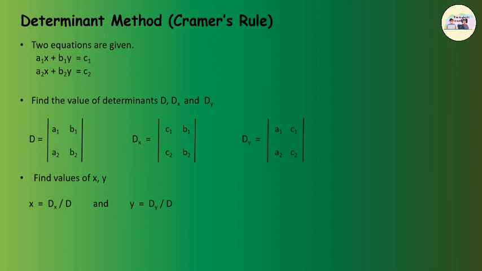We will understand better by solving a sum. The question is: solve the following simultaneous equations using Cramer's rule. Now, let's see our equations. We have 2x plus 3y equals 2 and x minus y upon 2 equals 1 by 2.